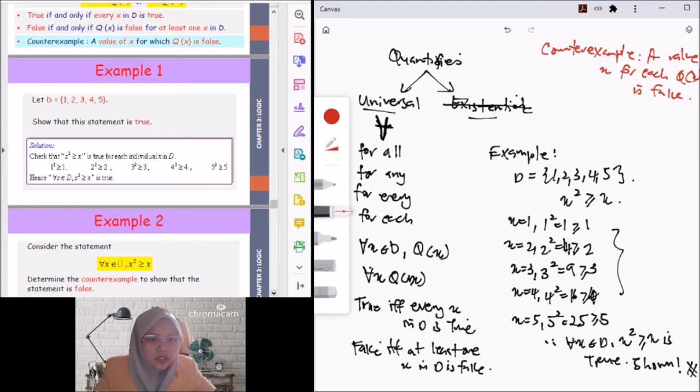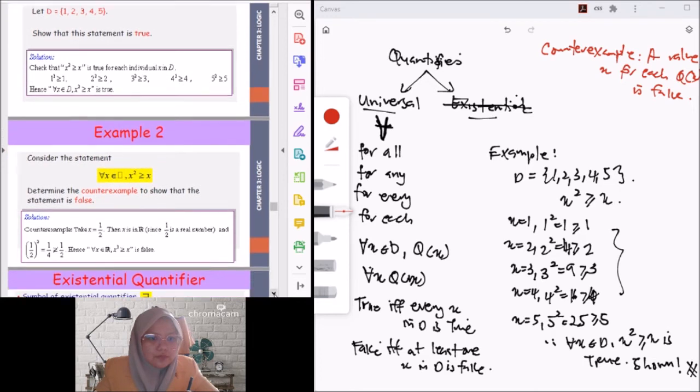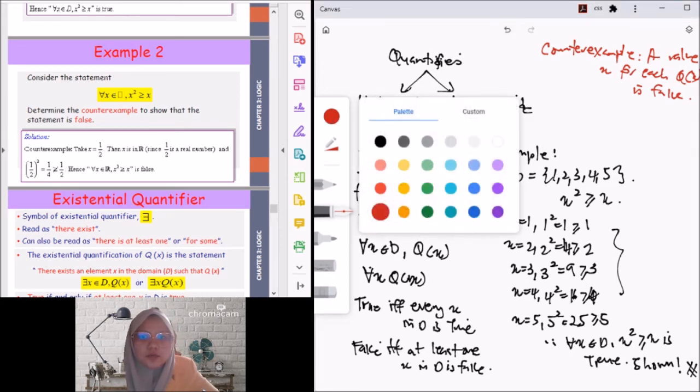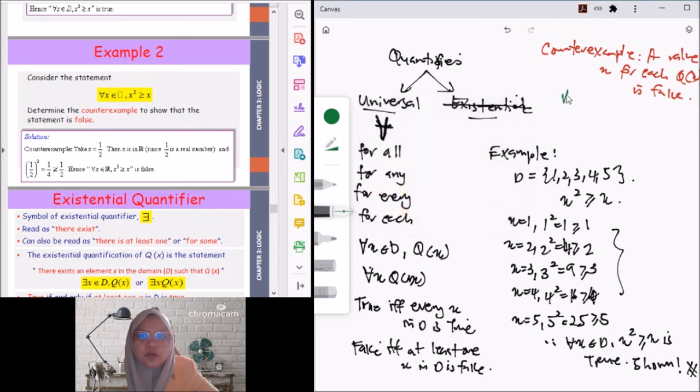So how to show the statement is false? Okay, let's look at example 2. Example 2 states: consider the statement for all x in R, where R is the real numbers, x squared is more than or equal to x. Determine the counterexample to show that the statement is false. When we use a counterexample, it is enough to show that one example is not satisfied.